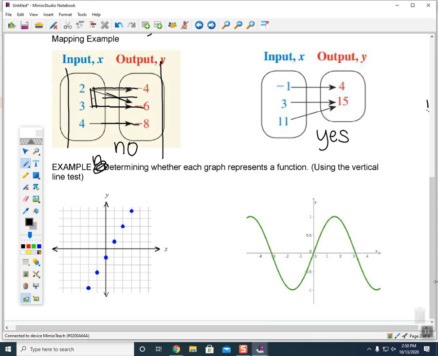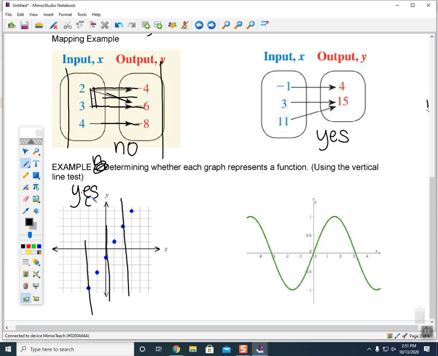So for this first one, I have separate points, right? I'm going to draw a line through that, a line here, a line there. My vertical lines, do they all go through just one point on my graph? Yeah, they do, right? So yes, this is a function.